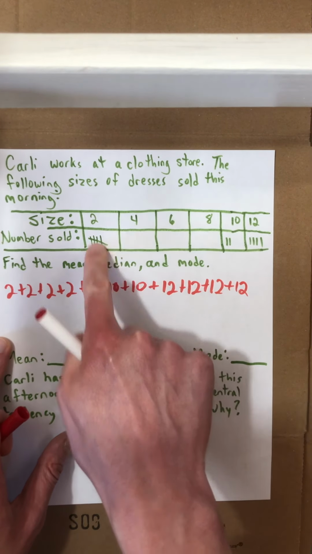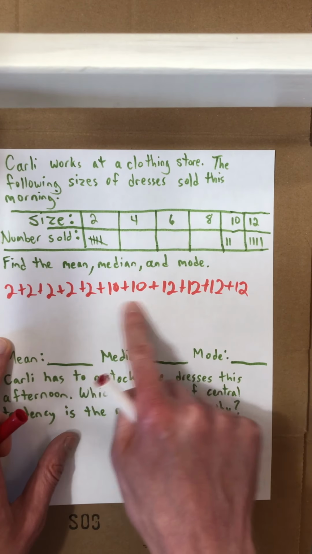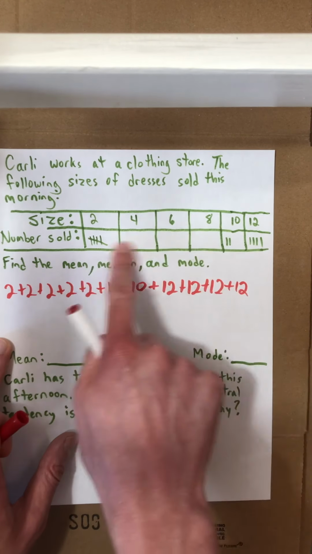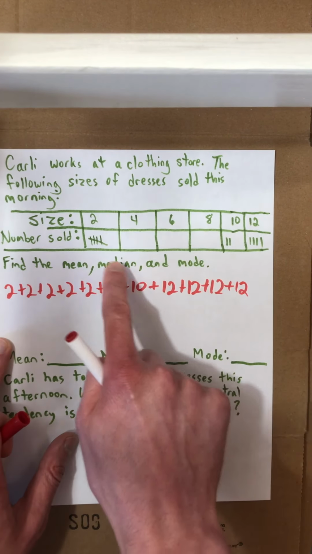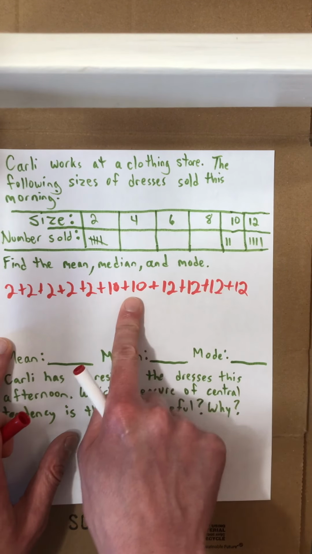Notice how I'm adding up how many of these things there are, right? So I have 5 of the 2s, I have 2 of the 10s. I'm not adding 5 and 2 and 4 together. That's just telling me how many of the numbers there are. There are 5 of the 2s, so I have to have 5 2s in here. There are 2 of the 10s, I have to have 2 10s in here.